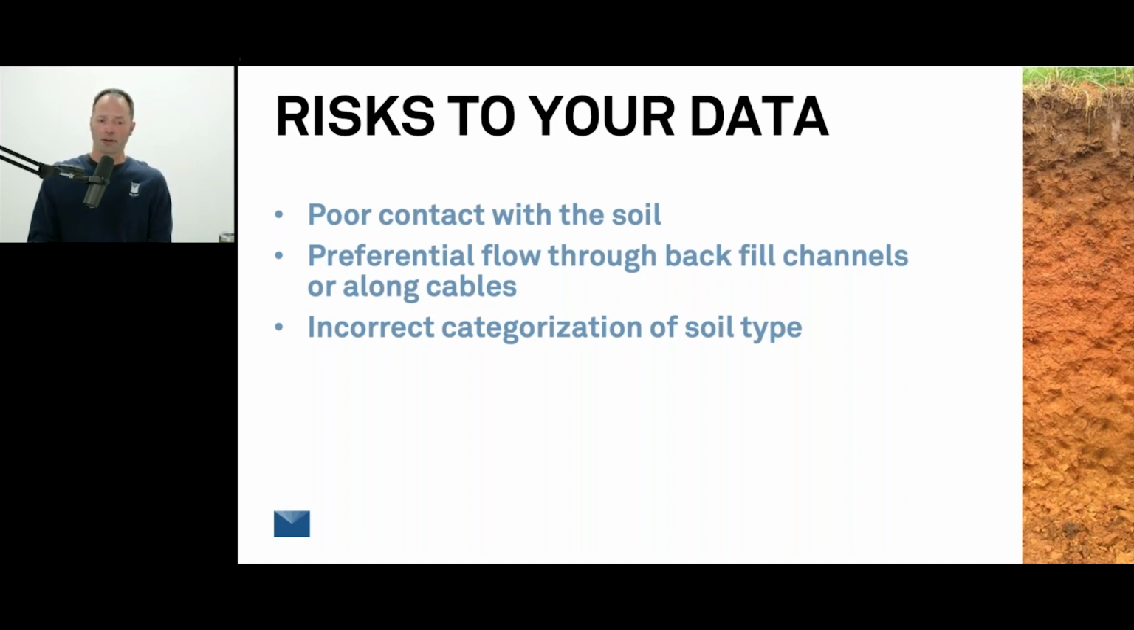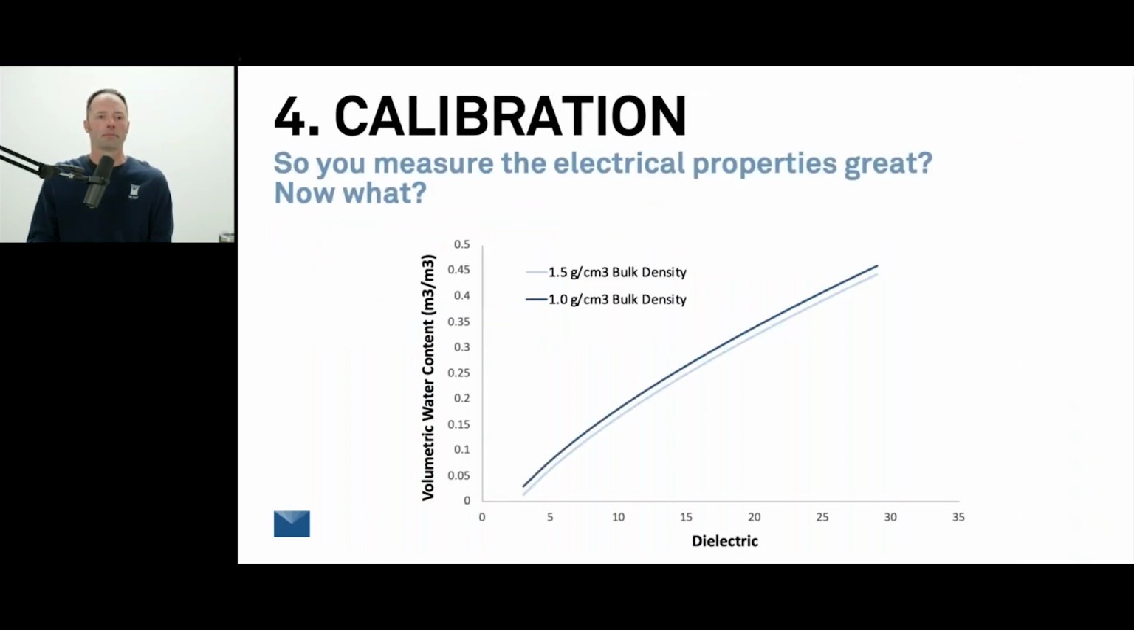And an incorrect categorization of soil type can lead to interpretation errors. Soil maps are not always accurate, so I think they're a great resource, but take your soil sample along so that if something unexpected turns up in your interpretation of your data, you can dig deeper, look at your soil samples and see what's happening.